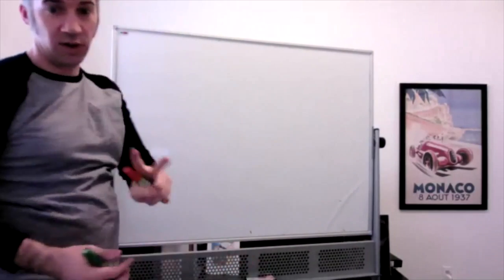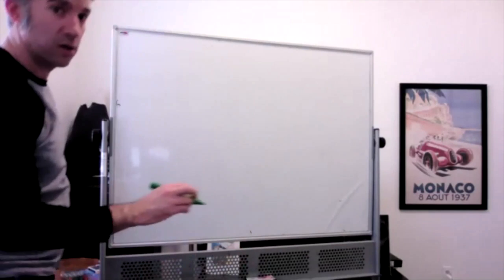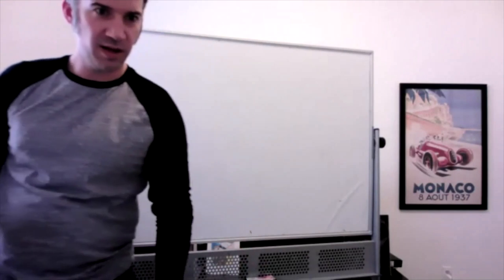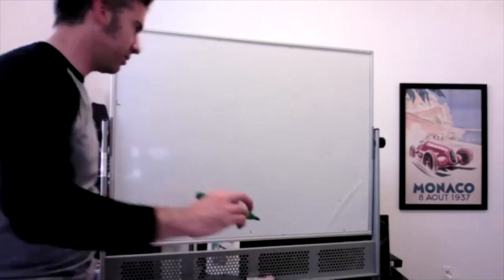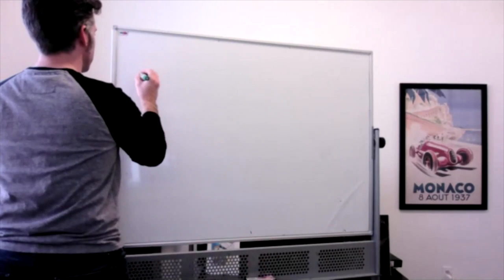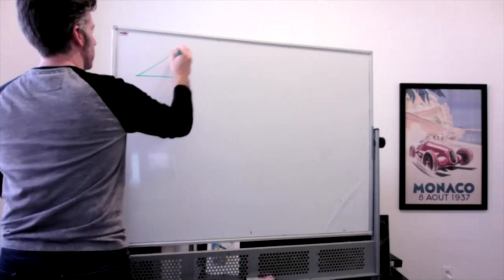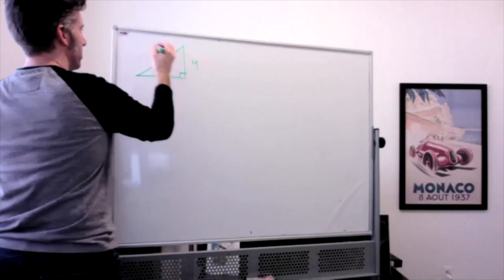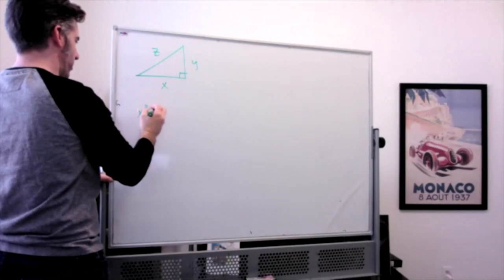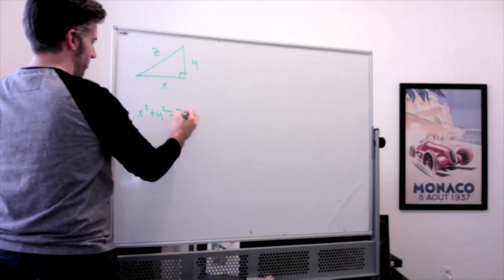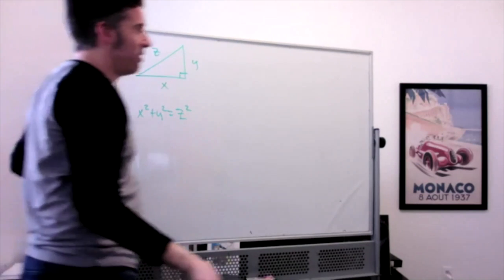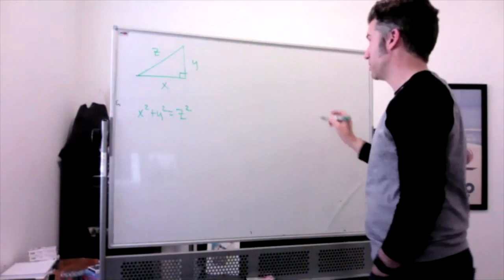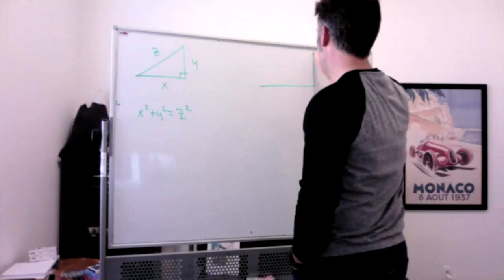So I suppose 2 other triangle things you should know: for a right triangle, you should know the Pythagorean Theorem. And then for similar triangles, it's also important to know some stuff.